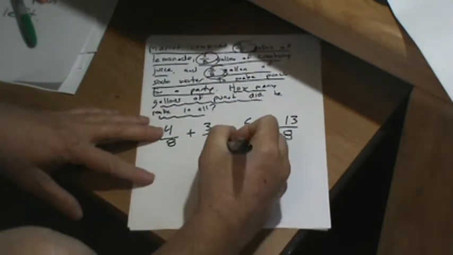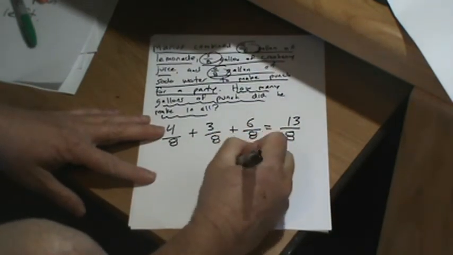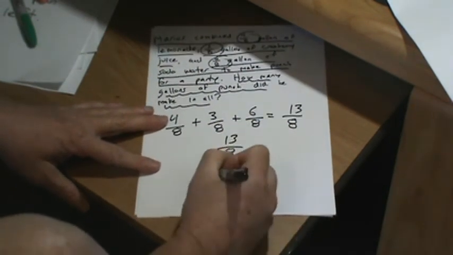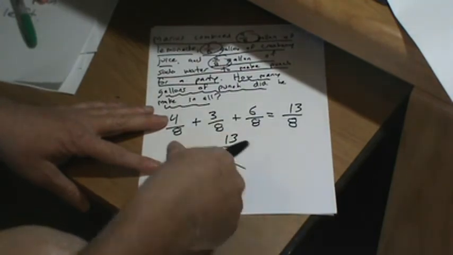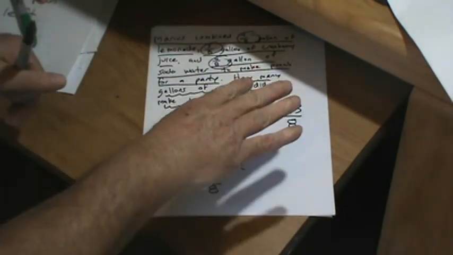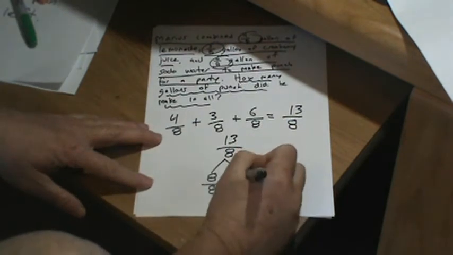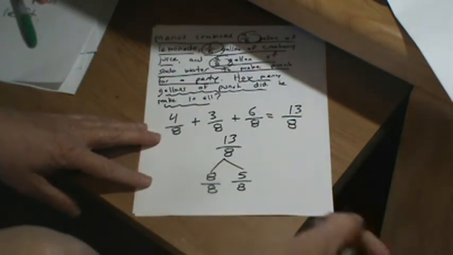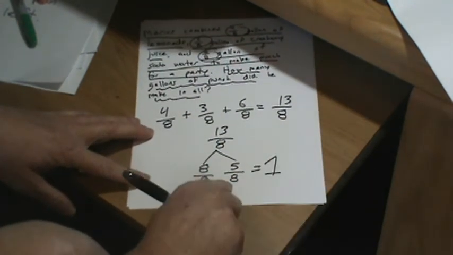But let's just make some number bond here. 13/8. We're going to make 8/8 to show 1. How many are left over? 9, 10, 11, 12, 13. 5/8. So this would equal what? 1 5/8.